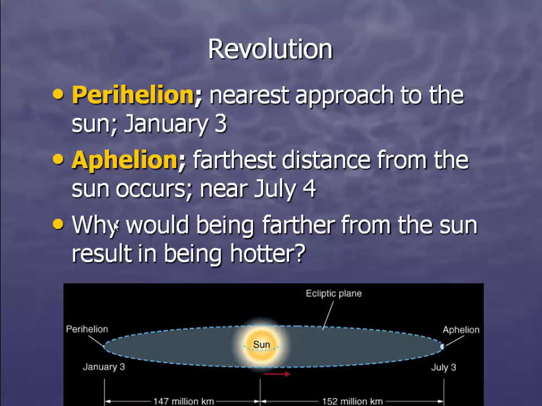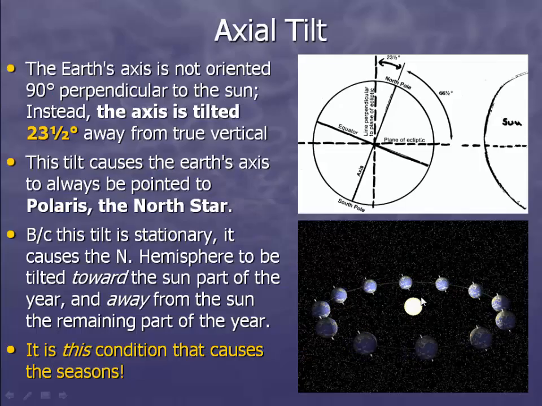That is the perihelion. The furthest approach away happens on or around July 3rd, July 4th. That is known as the aphelion. Even though we are further away from the sun in July, we are still in the northern hemisphere experiencing our summertime. So that's what that third bullet point in that question relates to. Why would being farther away from the sun result in being hotter? Because of the Earth's axial tilt, which is the next element we're going to talk about.